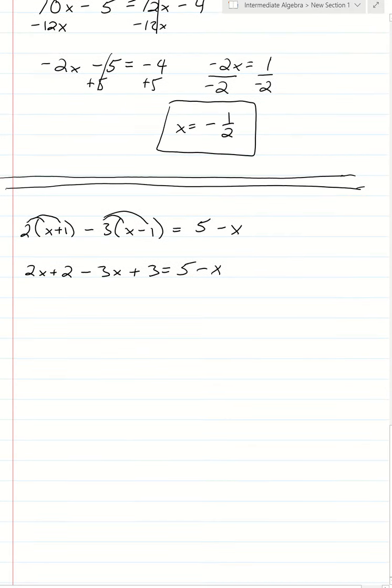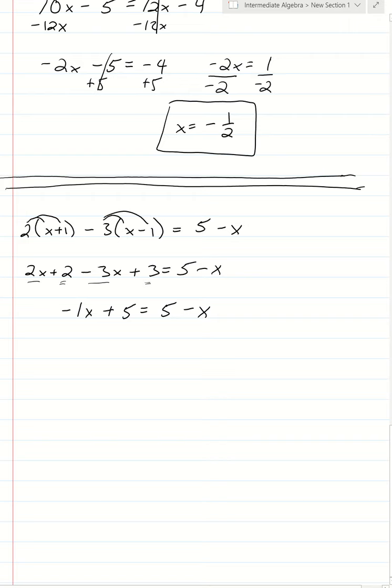We're not done with step 1 because on the left side we have like terms. Let's take a look. I have a 2x and a minus 3x. Those are like terms, and I get a negative 1x. And I also have the positive 2 and the positive 3. And when I combine those like terms, we get a plus 5 equals the right side, 5 minus x. So step 1 is done.